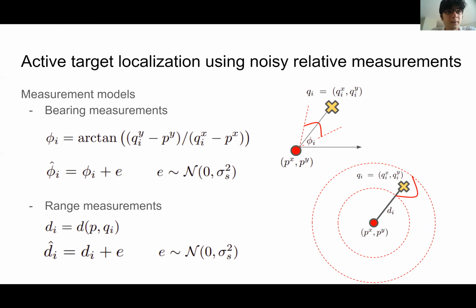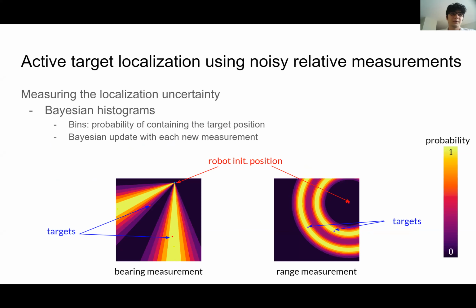Next slide, please. We measure the localization uncertainty using what we call Bayesian histograms. These are 2D histograms where each bin corresponds to the probability of containing the target position. And as the sensor gets new measurements, we aggregate them using the Bayesian update rule. Next slide, please.